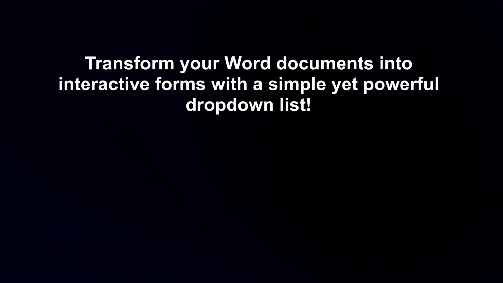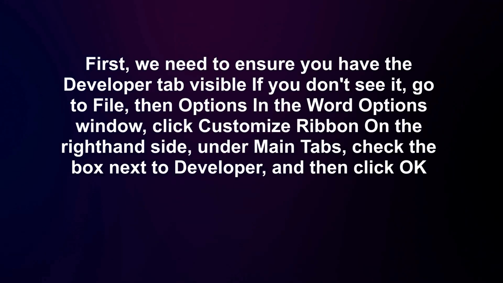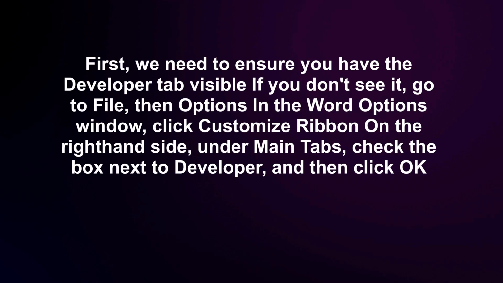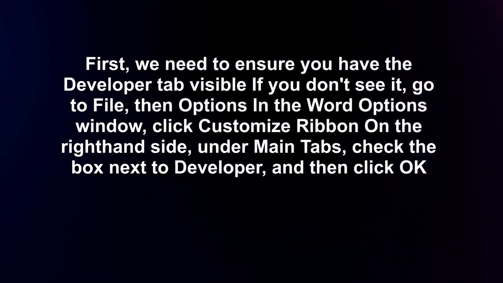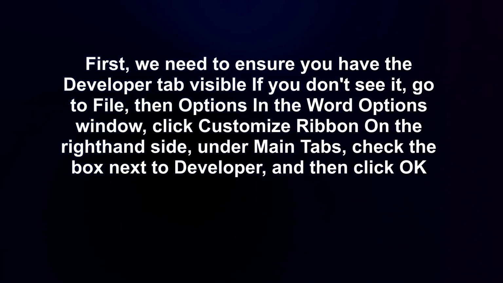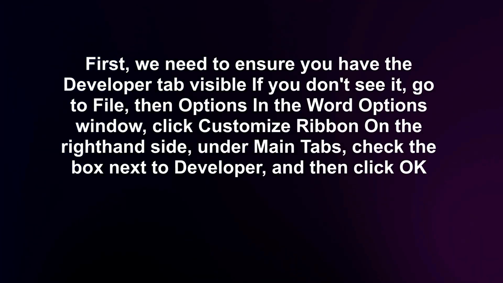Transform your Word documents into interactive forms with a simple yet powerful drop-down list. First, we need to ensure you have the Developer tab visible. If you don't see it, go to File, then Options. In the Word Options window, click Customize ribbon on the right-hand side. Under Main tabs, check the box next to Developer, and then click OK.